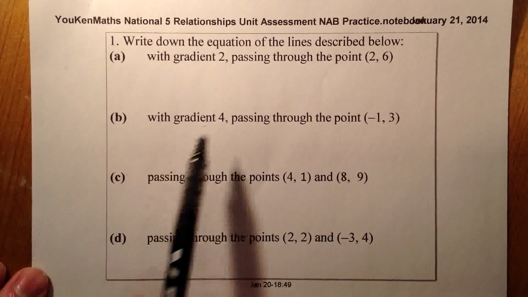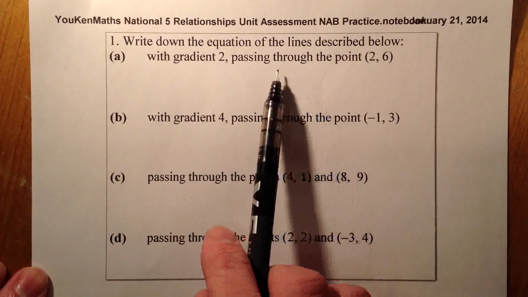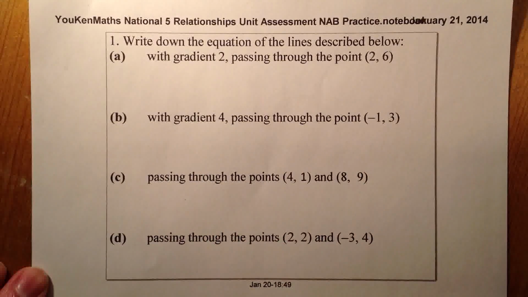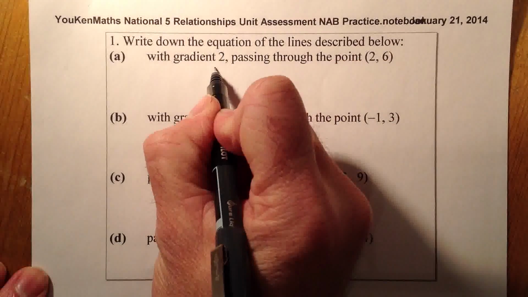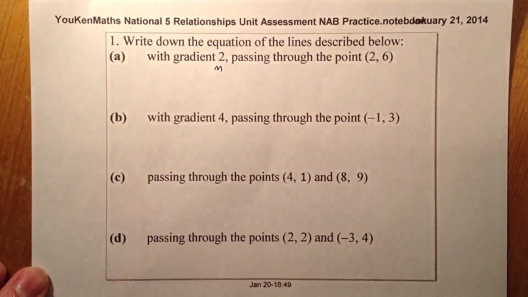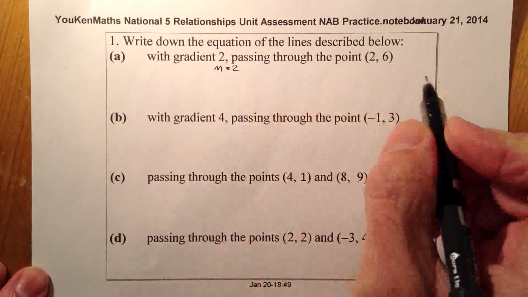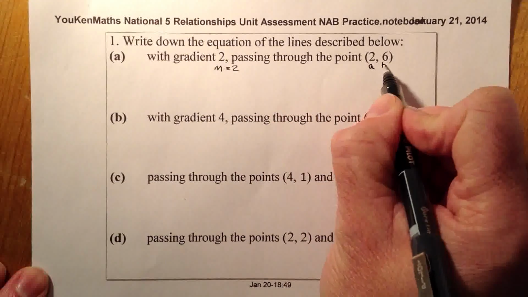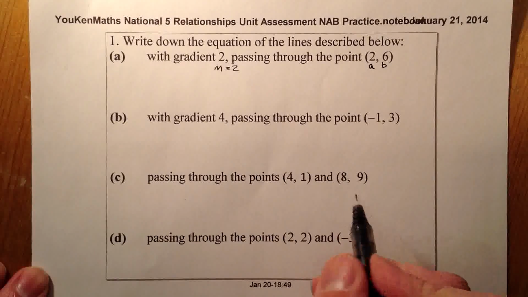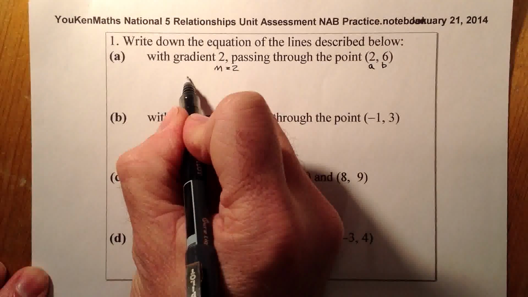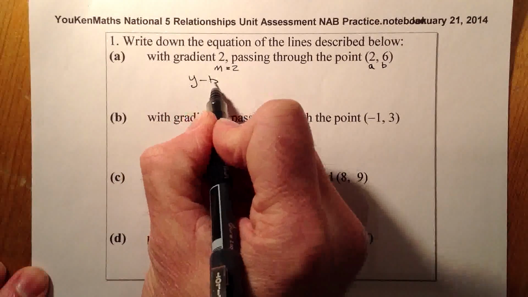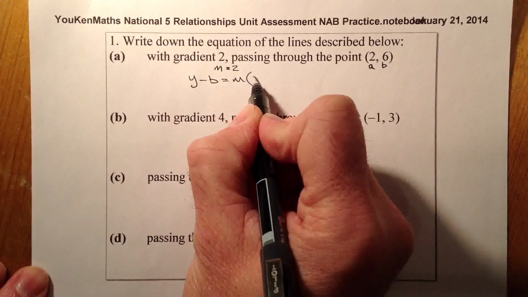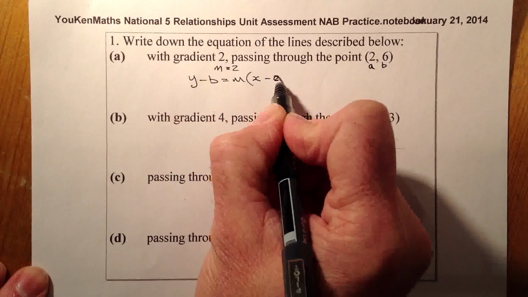So we've got a gradient of 2 in part A and it's passing through the point (2, 6). The first thing that you're going to have to remember there is that the gradient is m, so I've got m is equal to 2. The 2 there is the x coordinate, a, and the y coordinate is b. What we're going to have to do there is remember the general equation of a straight line, which is y minus b is equal to m, x minus a.